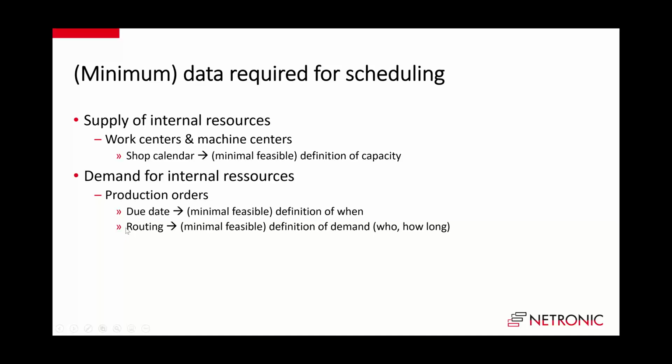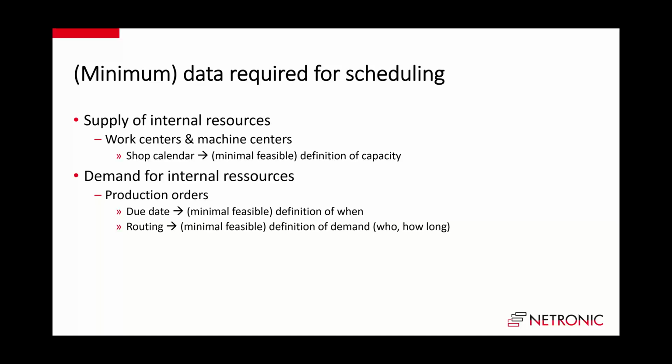But we also need to have the routing, because the routing represents the minimal feasible definition of the demand. Who is needed, which machine center, which work center, which machine, which department, which production cell is needed, and how long it is needed. And you need to have the definition of who, how long, and when on the demand side of things to schedule.